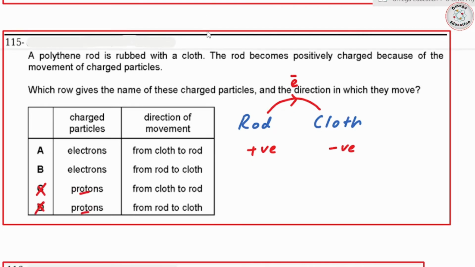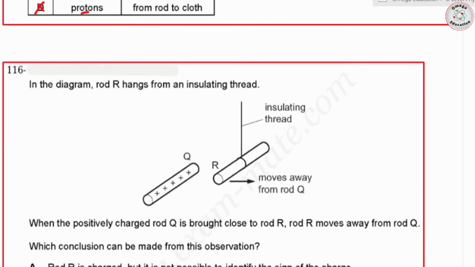We never mention this process in terms of protons. And in that case, B is the right answer. How? Because first of all, the charged particles would be electrons, and the electrons would have moved from the rod towards the cloth. Only then can the rod have positive charge. And how do we know that the rod must have positive charge? It is given in the statement, written over here: the rod becomes positively charged. Moving on to the next one.